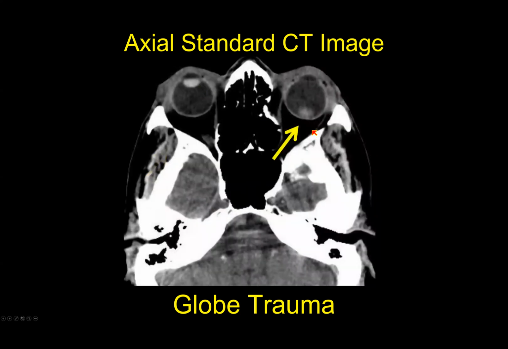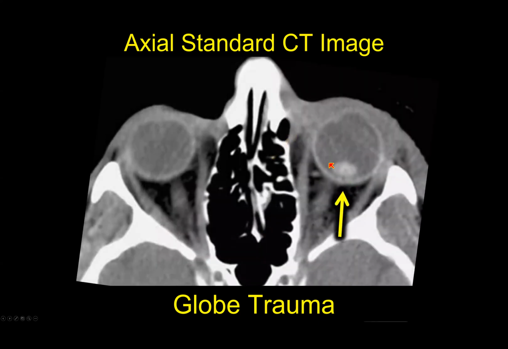We also check the lenses. We can have lens dislocation in one of those cases. So we think about globe trauma, not only perforating the globe itself, but maybe dislocating the lens. Here's another case where the lens is pushed back posteriorly from a lens dislocation globe trauma.